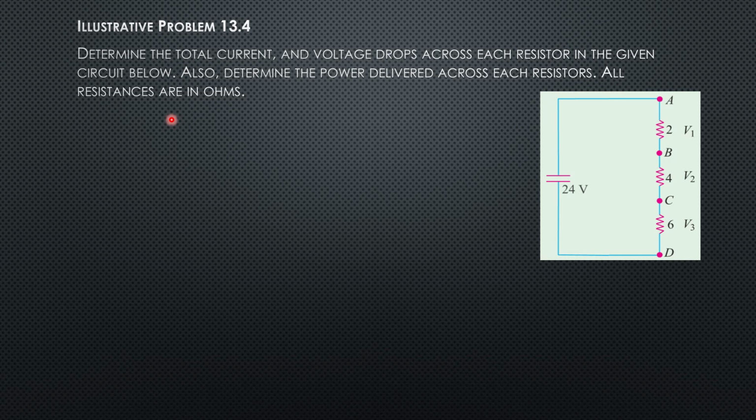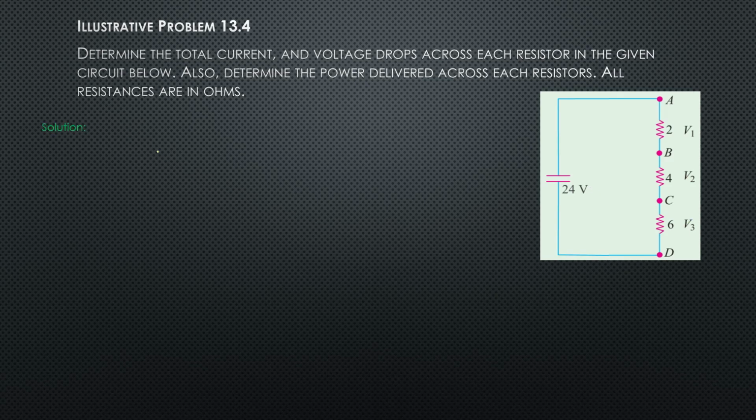So let's have this problem. Determine the total current and voltage drops across each resistor in the given circuit below. Also determine the power delivered across each resistor. All resistances are in ohms, so resistances are 2 ohms, 4 ohms, and 6 ohms. So determine the current across each resistor and the voltage drops V1, V2, and V3.